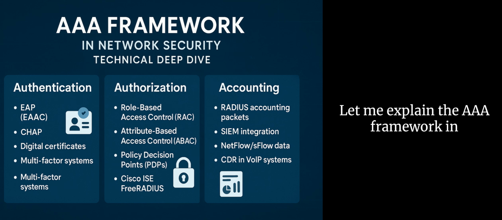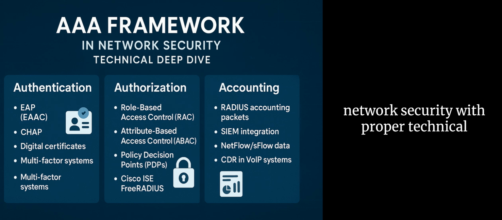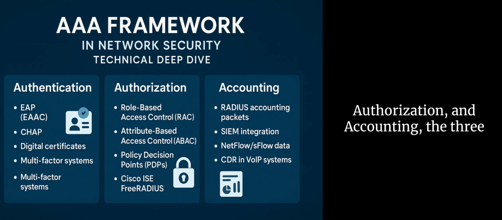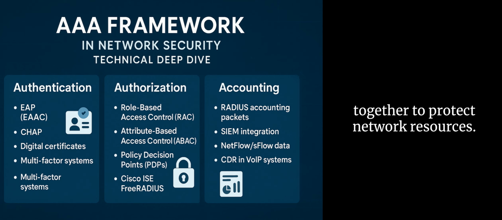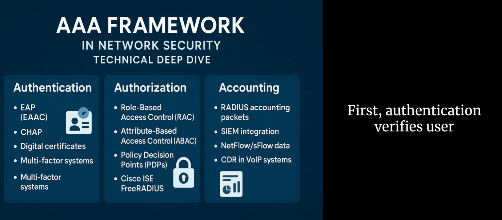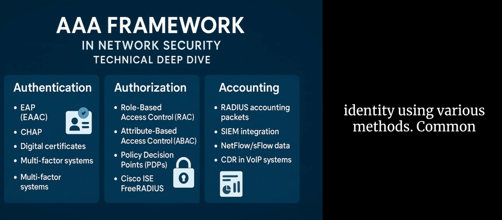Let me explain the AAA framework in network security with proper technical depth. AAA stands for Authentication, Authorization, and Accounting, the three critical security functions that work together to protect network resources. First, authentication verifies user identity using various methods.